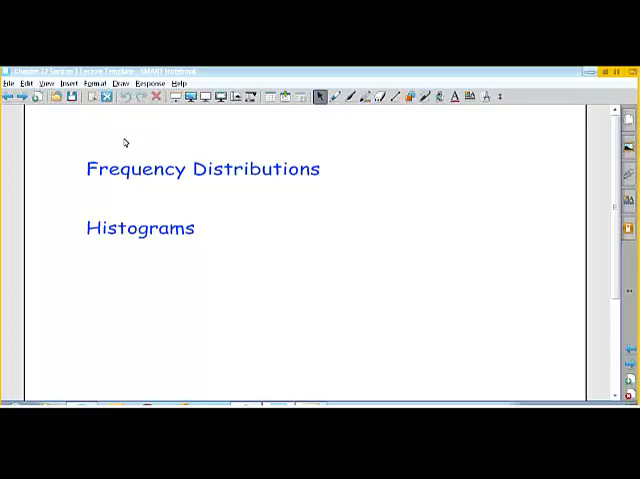So what do you do with the data? You don't just give a random list of 300 numbers and have people look at it and go, yeah, okay, so what does that mean? It's just a way of consolidating the data and presenting it in a way that gives you the most information in the least amount of space. So frequency distributions and histograms are the typical means of doing that.